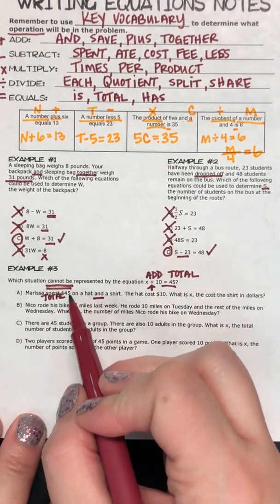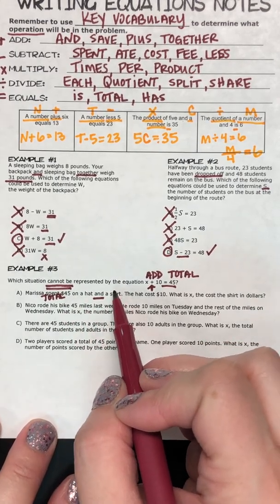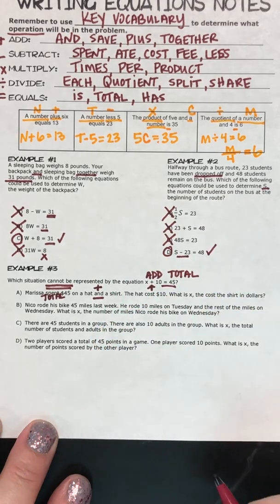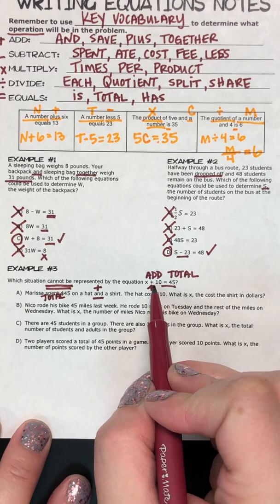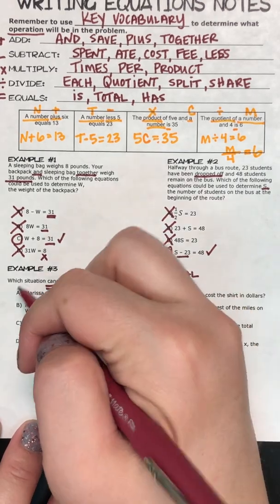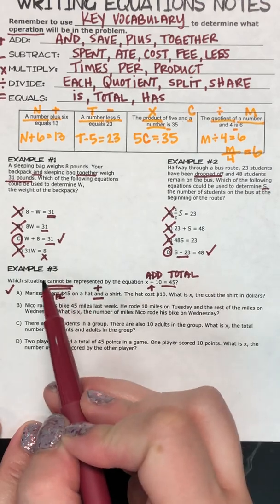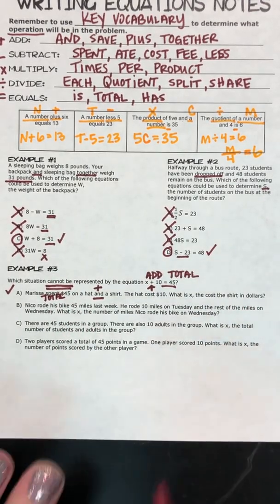So we have a total of $45 and we bought a hat and a shirt. So when you go shopping, you add your hat and your shirt together to find your total. So in this case, we have addition and we have a total of 45. So A is probably correct, and we're looking for one that is not correct, cannot be represented. So let's look at B.